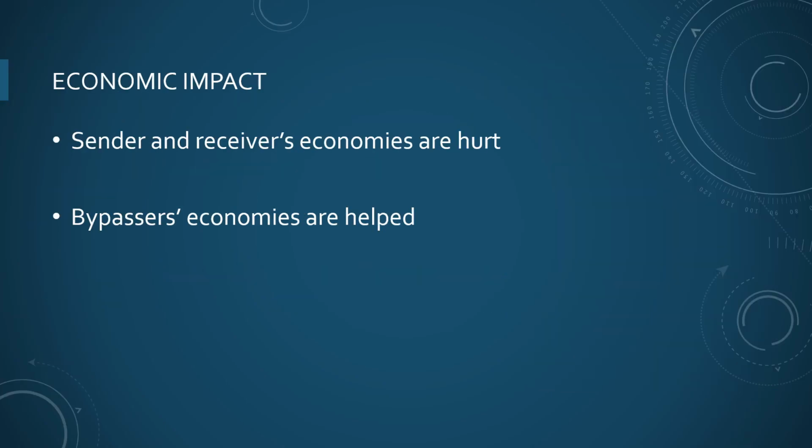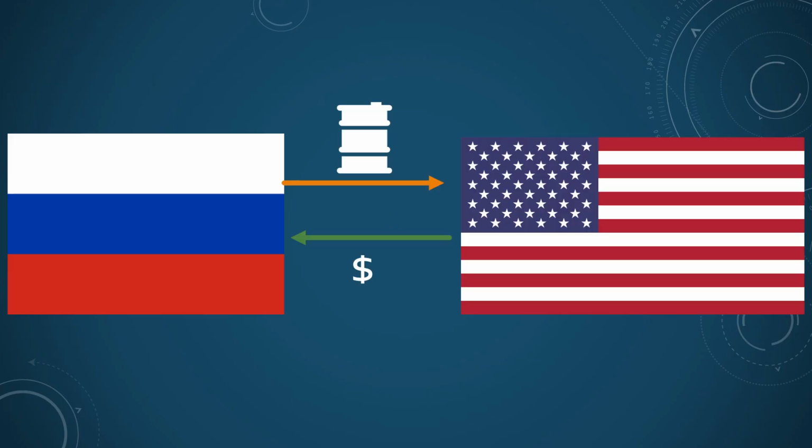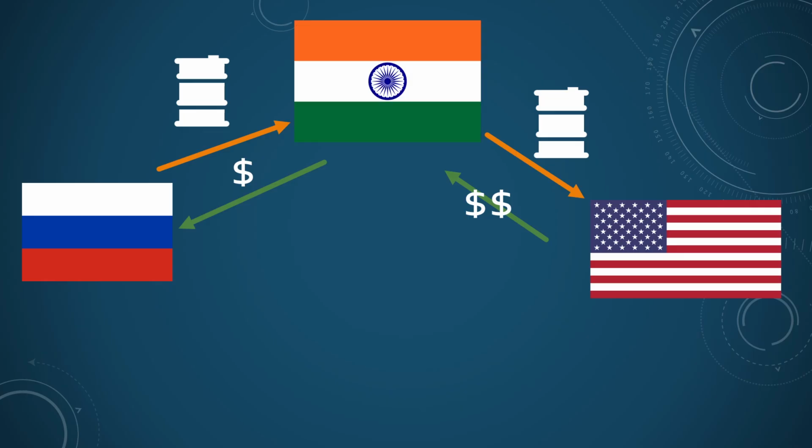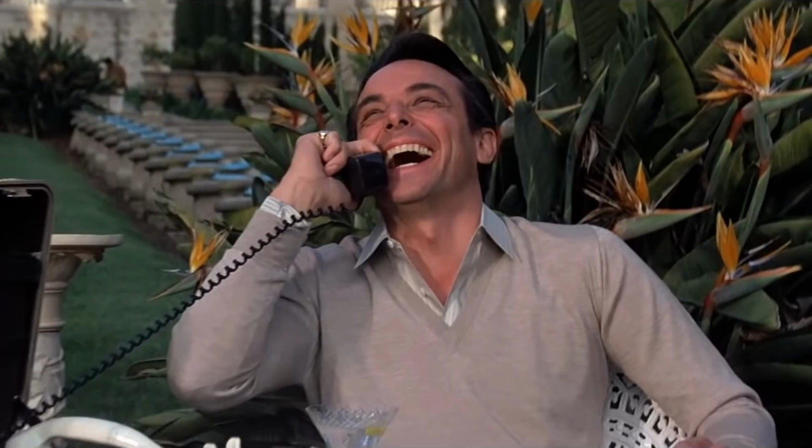In the economic impact, sender and receiver's economies are hurt, bypassers' economies are helped. So we talked about this with the oil being bypassed through India, and of course, people within India making an absolute killing off of it by just slapping an Indian sticker or Indian flag on some oil.